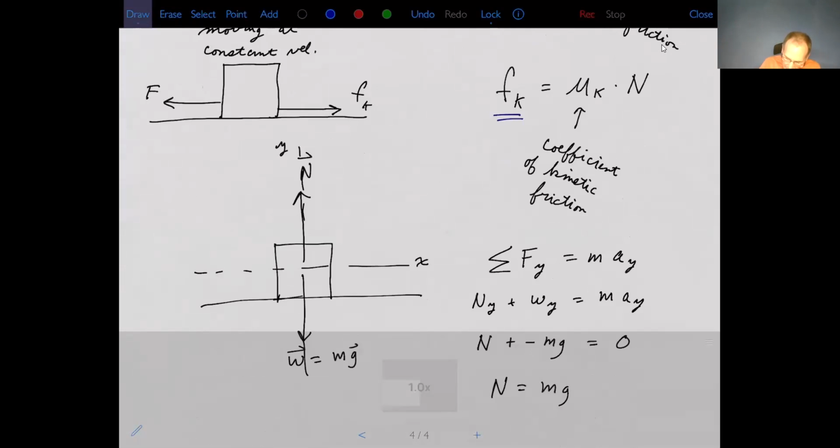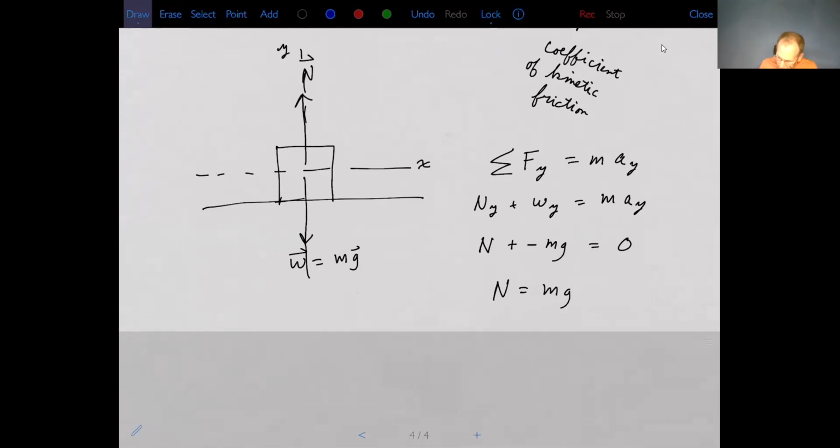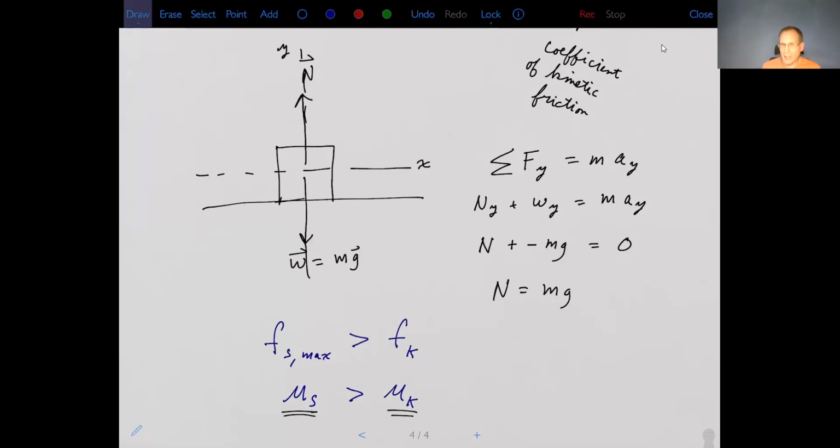So it turns out that Fs max should be greater than Fk. The maximal static frictional force should be greater than the kinetic frictional force. And that in turn implies that the coefficient of static friction must be greater than the coefficient of kinetic friction. In this lab today, we're going to measure the coefficient of static friction and the coefficient of kinetic friction. That's the goal for this particular lab. Okay, let me go back to the handout.